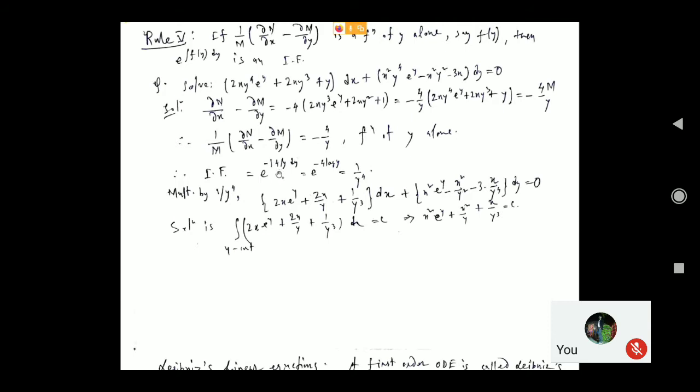So our integrating factor is e to the power integration f y dy, which here becomes 1 by y to the power 4. Once we have got the integrating factor, we multiply the original equation by the integrating factor, and then it becomes exact. This exactness step you will show. Here you will show that the equation is actually exact. Therefore, you can write the solution like earlier.